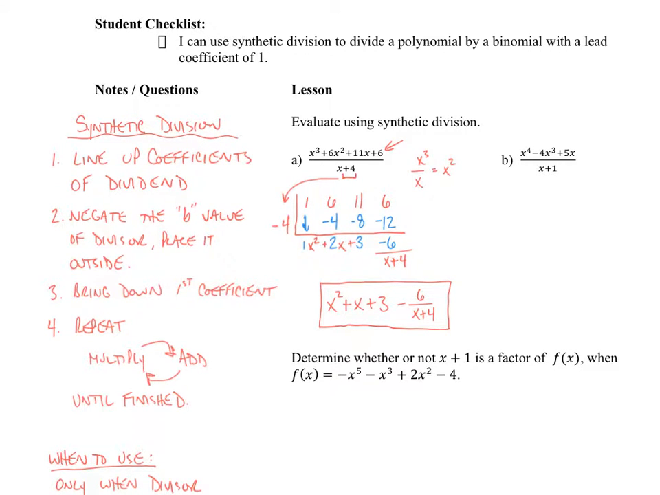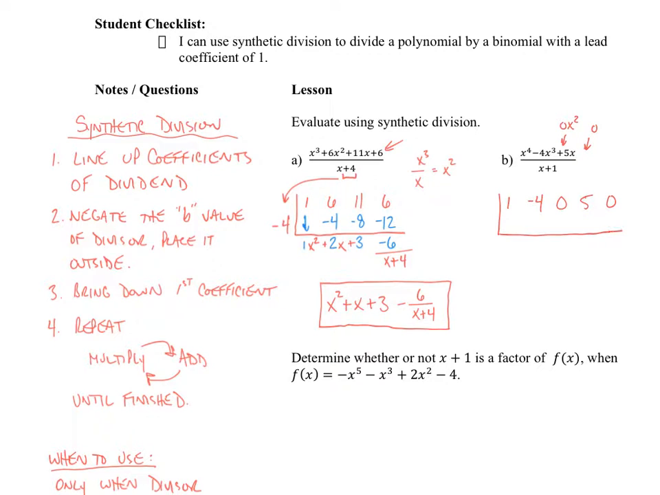So my coefficients in this case are a 1x to the 4th minus a 4x cubed. I am missing an x squared term, so I'm going to hold its place with a 0. And then I have a 5x to the first, and I'm also missing my constant, so that's also going to be a 0. Remember, whatever terms you're missing, you want to hold those places with zeros.